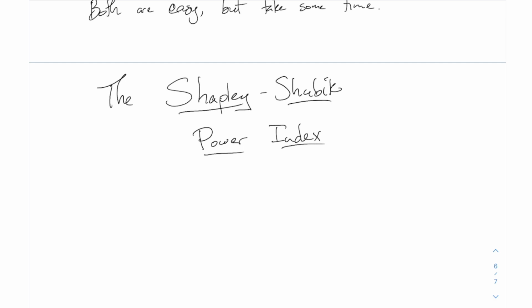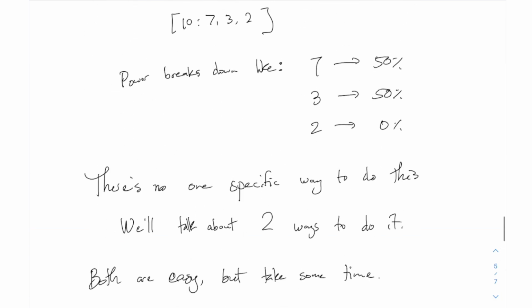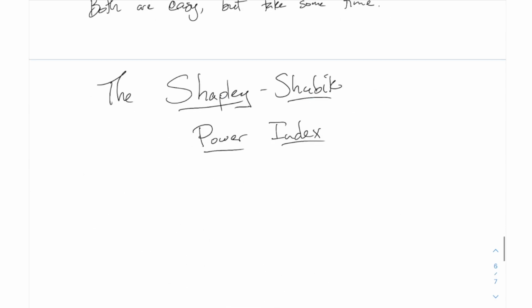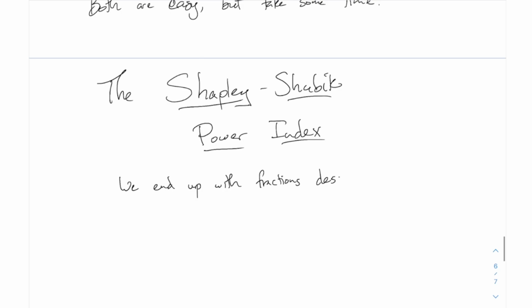So in this example here, if you did the Shapley-Shubik, the answers would have been the 7 has 1/2 of the power, the 3 has 1/2 of the power, and the 2 has 0.0 of the power, right? So the answer is we end up with fractions, which you can convert into percentages if you want to, describing the power.